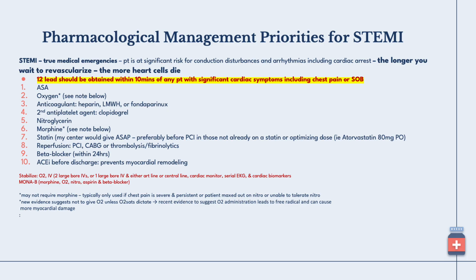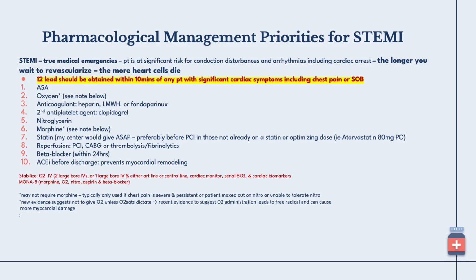Anticoagulant, so whether it's heparin, low molecular weight heparin, or fondaparinux, add a second antiplatelet agent in addition to your aspirin, so clopidogrel, nitroglycerin, morphine. Again, consider morphine. It may not be required. It tends to be used if the chest pain is severe and persistent, or they've maxed out the nitrate, or they're not able to tolerate nitrate for a number of reasons.